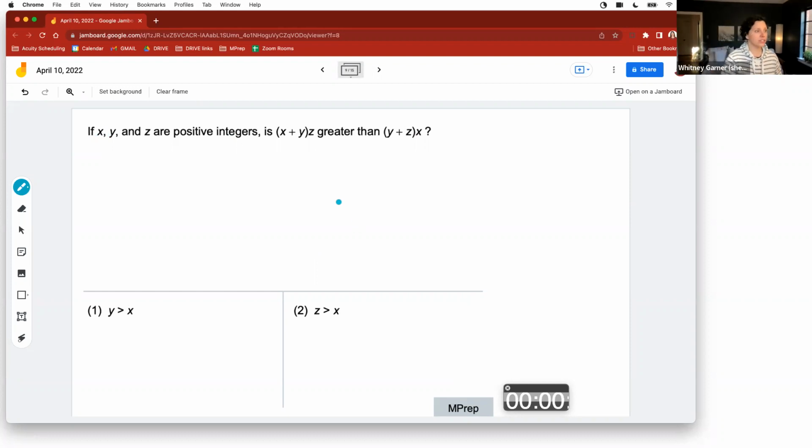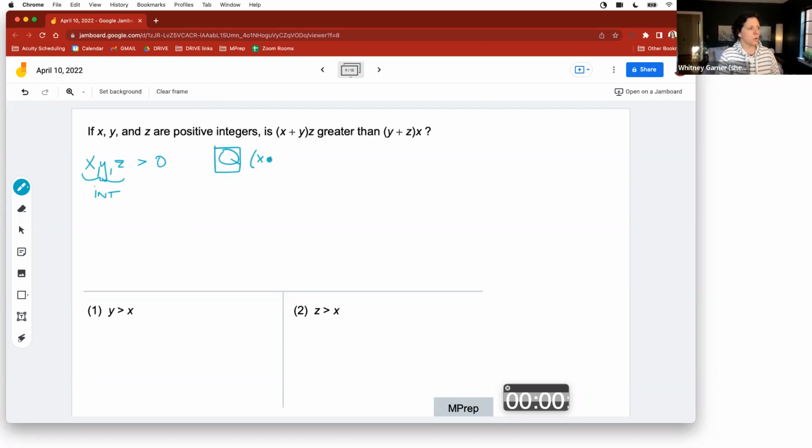So I have been given some information. I know that X, Y, and Z are positive integers. So I've got X, Y, and Z are all greater than 0. They're also all integers. So I'd probably get it on my paper that way. And then I have a question. So first step is to rephrase the question from literal words into something on my page. And this one looks a lot like algebra to me because it reads like an equation, or an inequality in this case. So that's what I'll write.